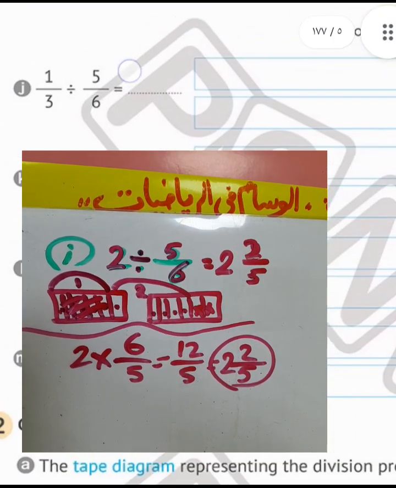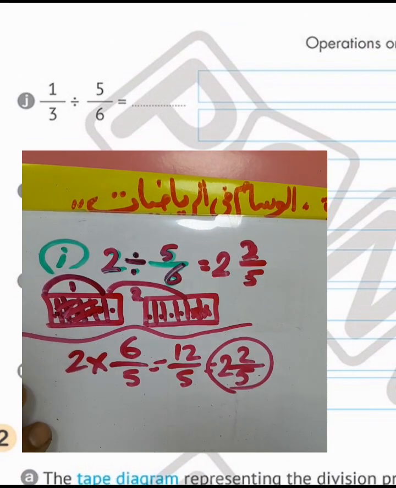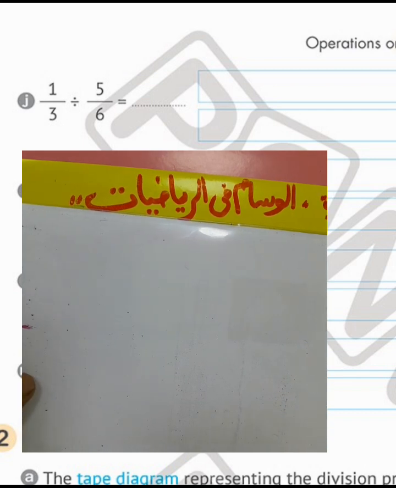Next question: 1 over 3 divided by 5 over 6. In this example, to find the result, you must find the least common multiple of the 2 denominators, the least common multiple between the 2 denominators here, for letter G.